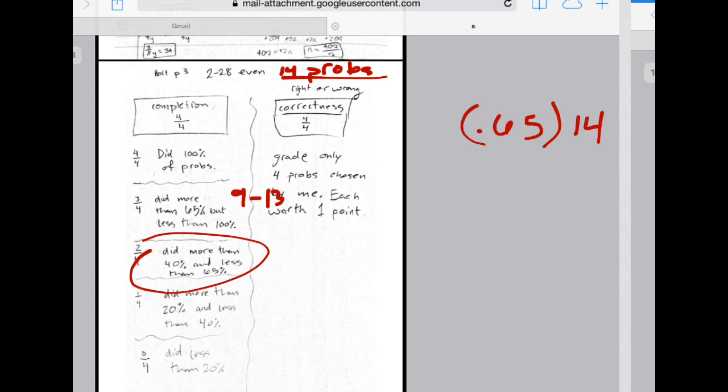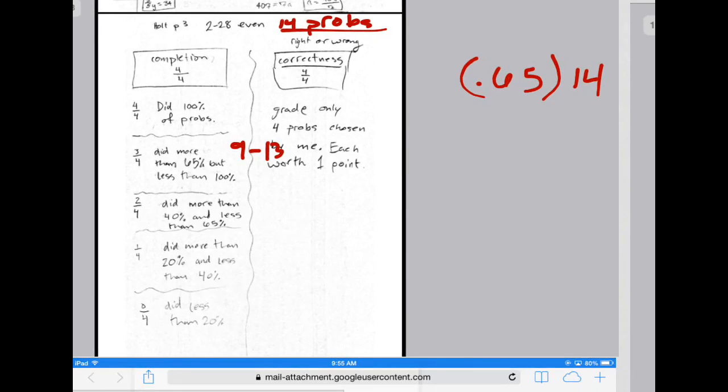And then you do the same for the rest of them. So 40%, you would calculate 0.40 times 14. So 14 times 0.4 is 5.6, so I'm just going to round it down to 5. So between 5 and 8, instead of 9, is 8. So if they did 5 to 8 problems, they get a 2 out of 4.